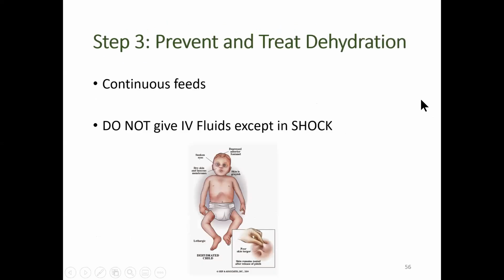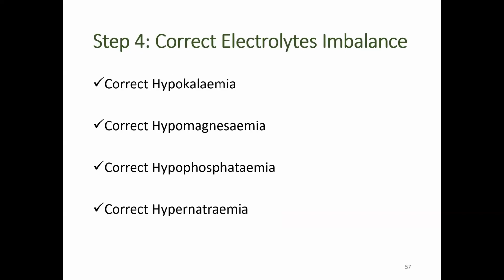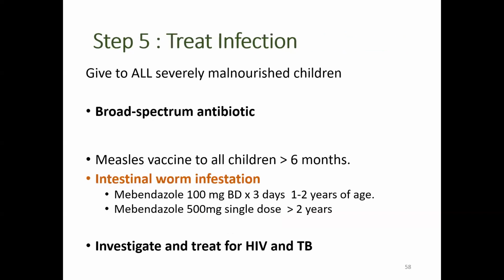And then for dehydration, we mentioned there, avoid fluids except in the event of a shock. We mentioned that they have a problem with their heart, they have a poor cardiac output, so we always try to avoid fluids. And they must correct the electrolytes: correct hypokalemia, hypomagnesemia, hypophosphatemia, and hyponatremia. You can see this after you've done your electrolyte levels. If they are low, make sure you correct them.